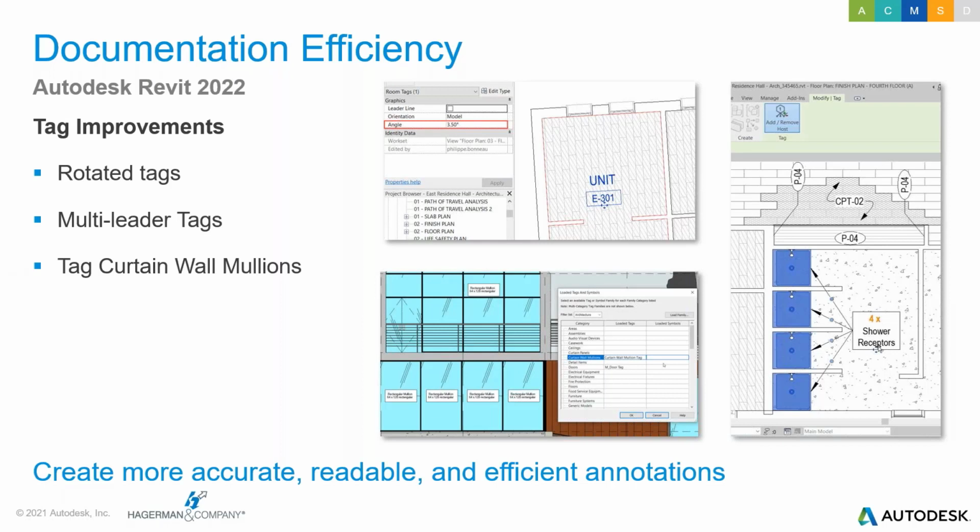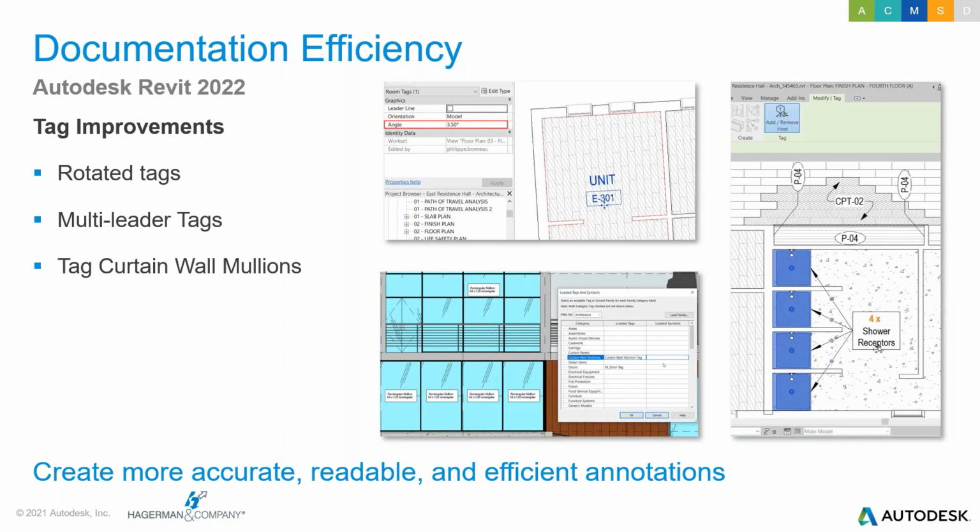Now, multi-leader tags. This is kind of awesome. If a view in your project contains similar elements, you may prefer that they share a tag. In 22, you may now apply a single tag to multiple elements and even indicate the total quantity if desired. Once a tag has been placed in the model, you can add or remove leaders to similar host elements at any time by selecting the tag and using the Add Remove Host option on the contextual tab of the ribbon.